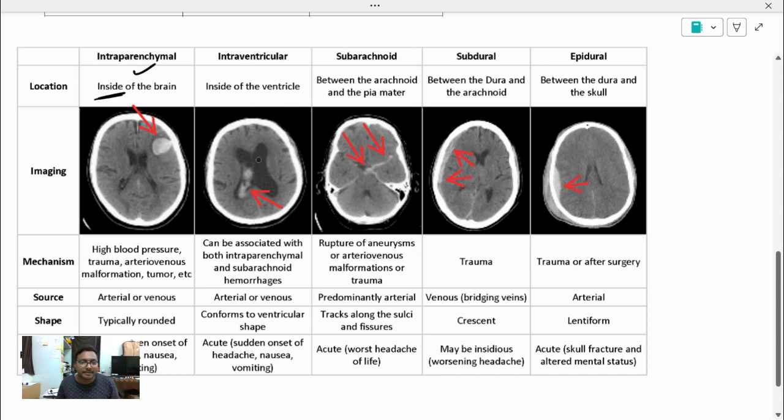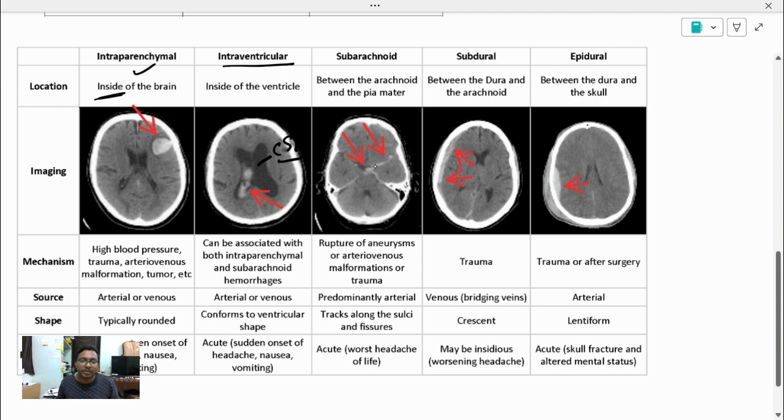Now, this black color is nothing but your CSF. So that is nothing but your CSF. So whenever hemorrhage is occurring within the ventricular system of the brain, that is your intraventricular hemorrhage. Okay. Then, these are all the three things that we have already seen.